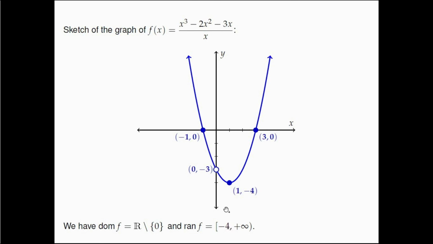Because although the point 0, negative 3 is removed, if you look at the points from the vertex to the right of the vertex, we can say that there is another point here whose y-coordinate is negative 3. Tuloy-tuloy lang kasi umaakyat yung graph dito. Okay? So the range is still negative 4, infinity, the interval.